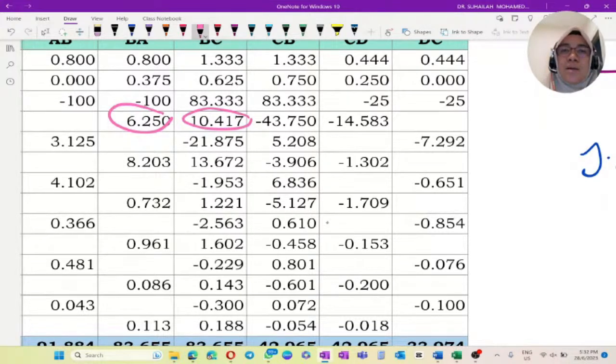To check whether it is correct or not, we just need to add all four values, and we should get 0, representing MB equal to 0.